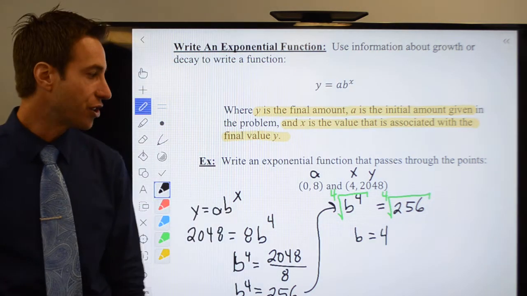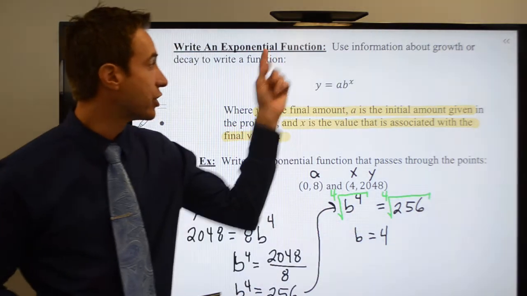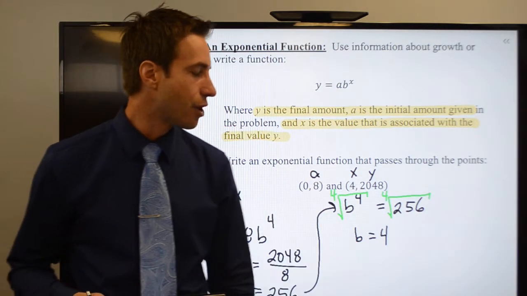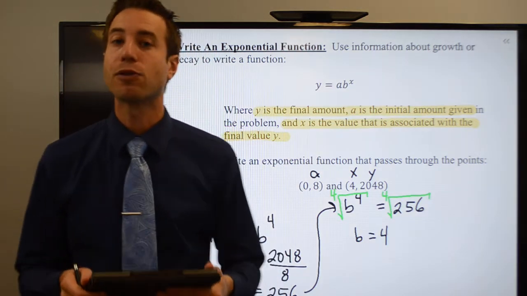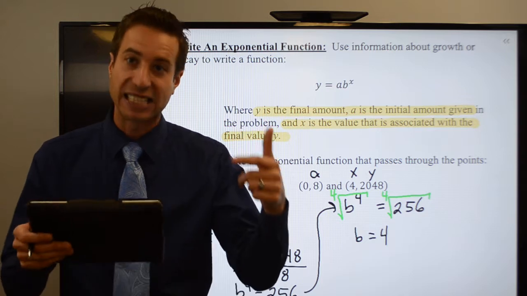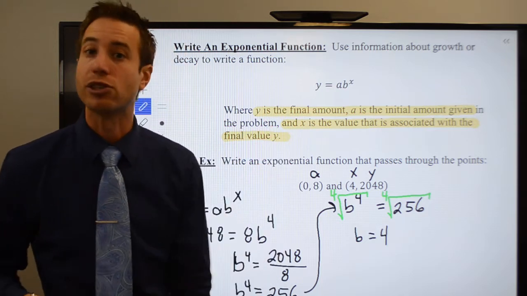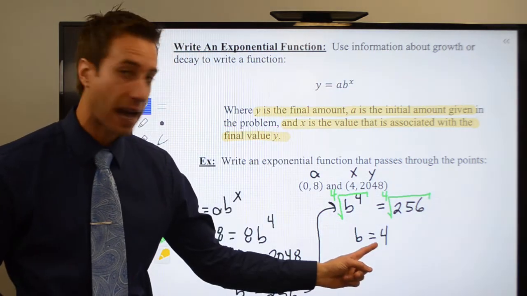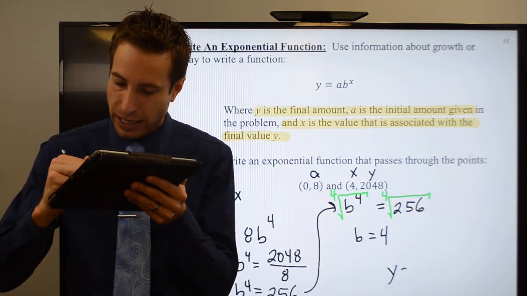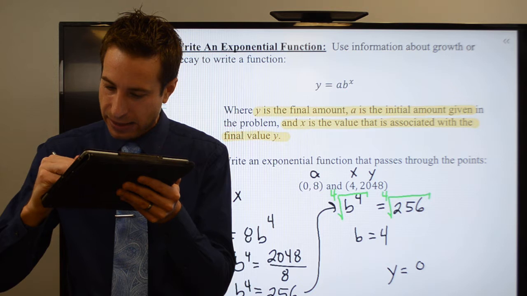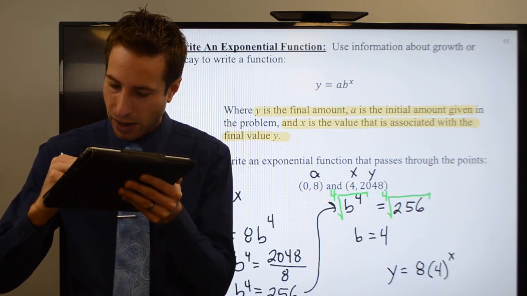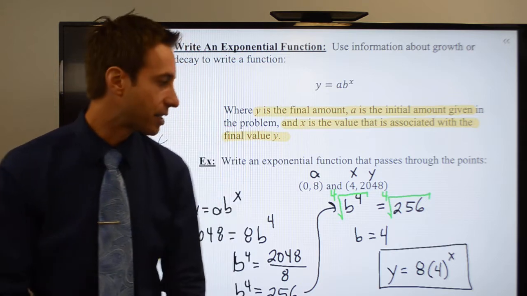So now all you need to do is write your equation, right? Because I do ask you to write an exponential function, and now I know what b is. Your exponential function will always have a y and an x in it. That's what makes it a function. It has to have an x and a y. So we're just going to plug in the b that we just found and the a that you were originally given. Y equals 8 times 4 to the x power. And that is your exponential function, right?